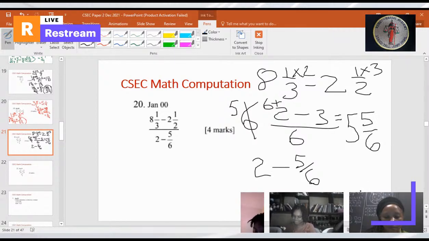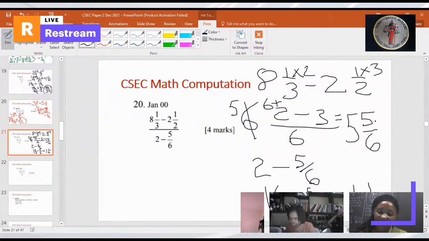If you cross out, take one out of the 2, leave 1, and write that one whole that we took as 6 over 6. So it's 1 and 6 over 6 minus 5 over 6, which gives 1 and 1 over 6. This is the answer for the denominator.